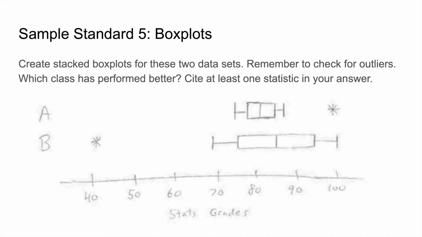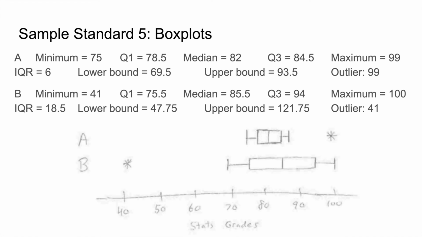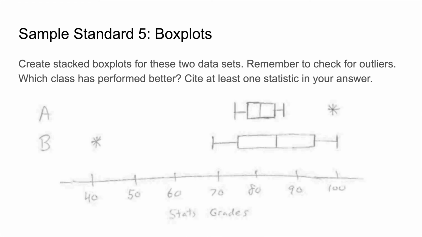This is a fun data set too, because if you actually calculate the 5-number summary and all the summary statistics for this data set, one thing you might notice is that the mean is actually the same for both of these classes. So if the teacher was just looking at the averages, these two classes actually have the same class average. But there's obviously a lot more going on behind the scenes. That's one of the reasons that we use more than just the mean to talk about data. And that is standard 5, box plots.